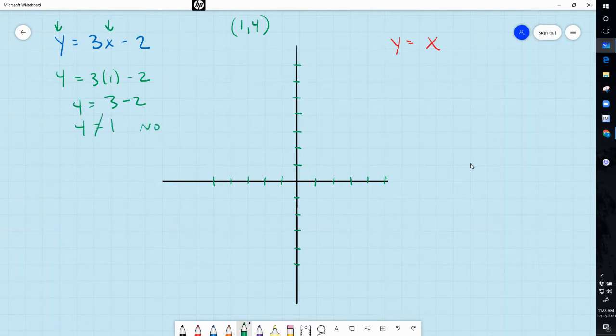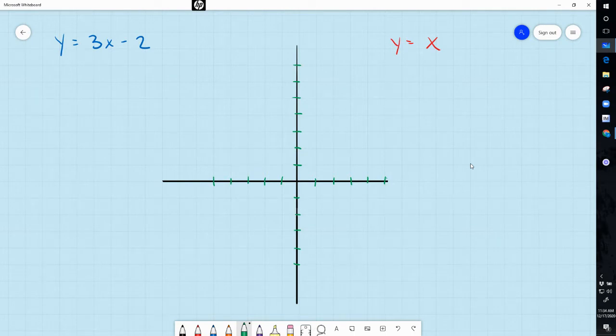So (1, 4) doesn't work for that equation. If you plug in a 4 for y and a 1 for x in the other equation, 1 does not equal 4, so it's also no for this equation. You would need both of them to say yes in order for it to be true. That's what you do for the first part. The second part is to graph it and see if what you figured out as your answer shows up in the graph.